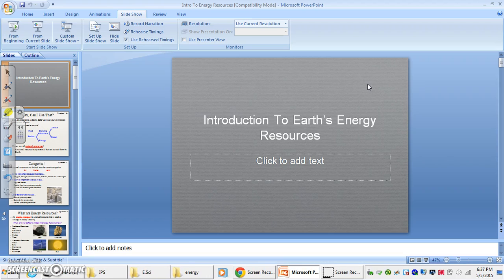So that is it for our Earth's energy resources. We will move forward and talk about the different power plants in a little bit more depth, and that's all.